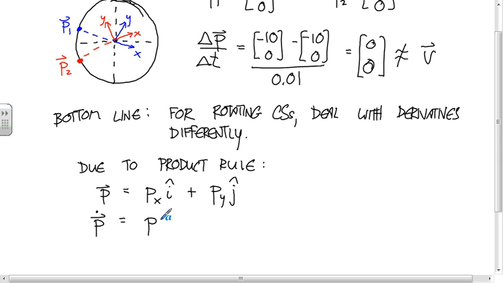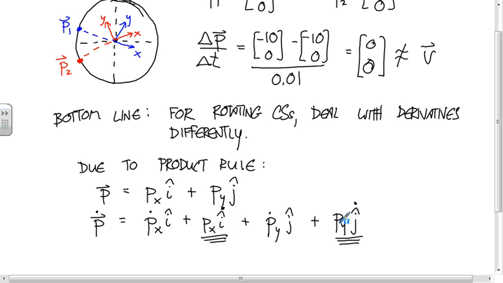is equal to px dot times i plus px times i dot plus py dot times j plus py times j dot. And these two terms are the things that don't show up in derivatives the way that we're used to doing vector derivatives. And these two terms are what are going to change our calculations when we go to rotating coordinate systems.